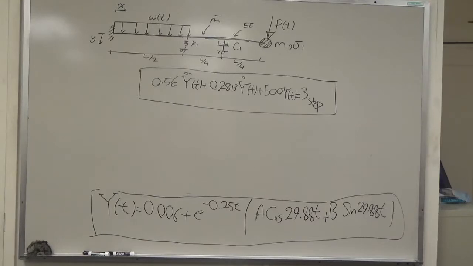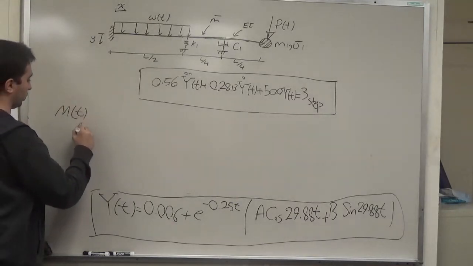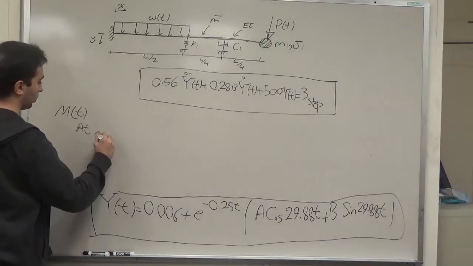Okay? Now let's say that the question is, calculate the time history of the moment at x equals 3/4 of L.